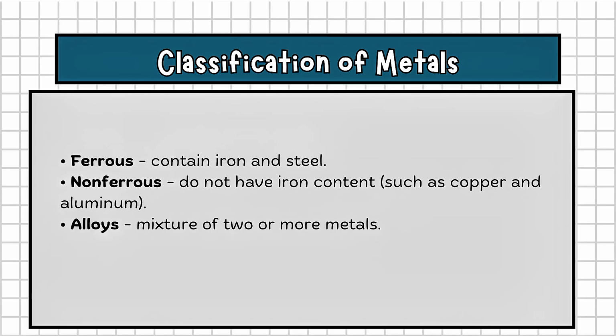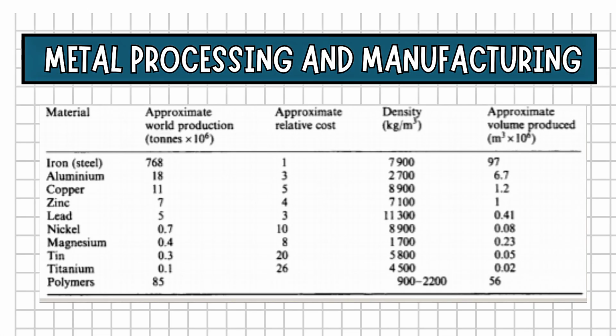And lastly, the alloy. These are mixtures of two or more metals. Example sa alloy kay brass, which contains copper plus zinc. Next, bronze, which contains copper plus tin. And lastly, the stainless steel. And also, alloys are created to achieve improved properties like strength, corrosion resistance, or flexibility. Okay, let's proceed to the last slide.